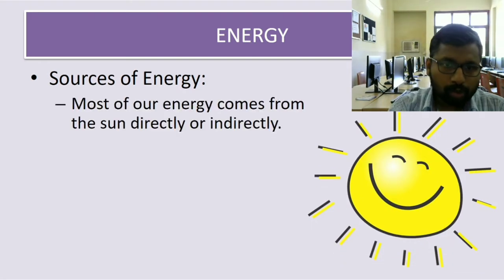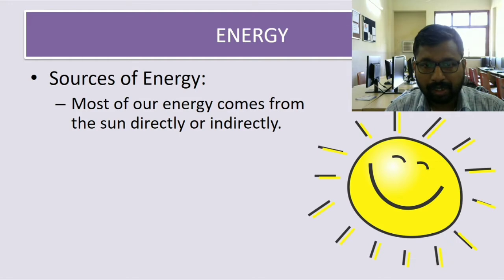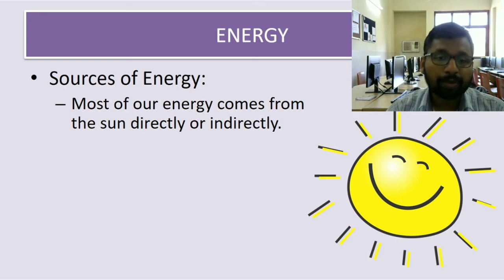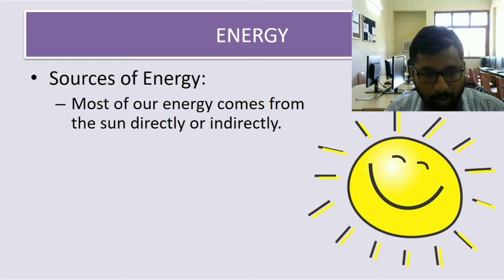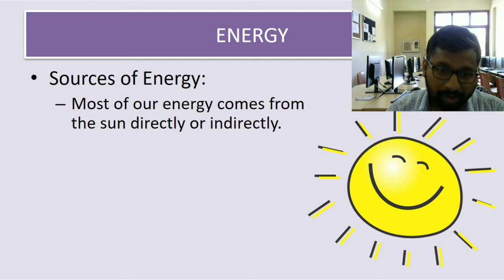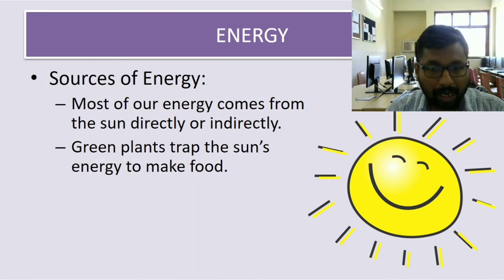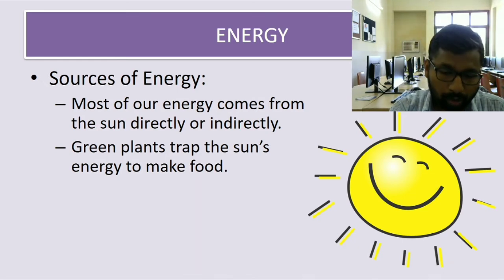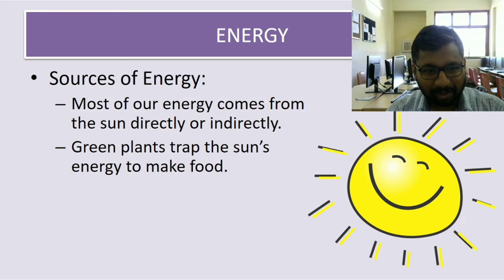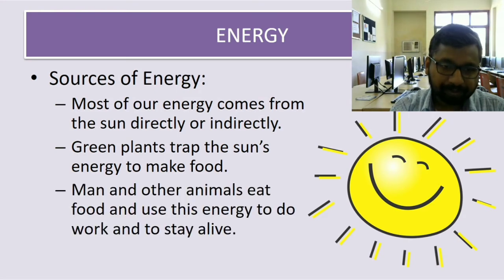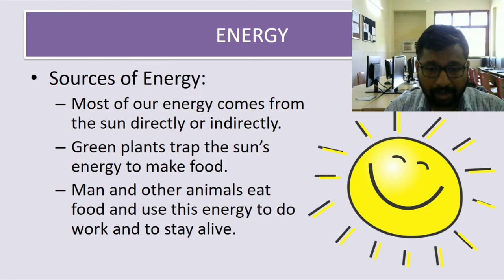Then, what are the different sources of energy? Most of our energy comes from the sun directly or indirectly. Whatever food we have, indirectly we get it from the sun only, because plants are able to prepare their food because of sunlight, and we are able to get food because of plants. So indirectly we are dependent on the sun. Green plants trap the sun's energy to make food. Do you know what that process is called? That process is called photosynthesis. Man and other animals eat food and use this energy to do work and to stay alive also.